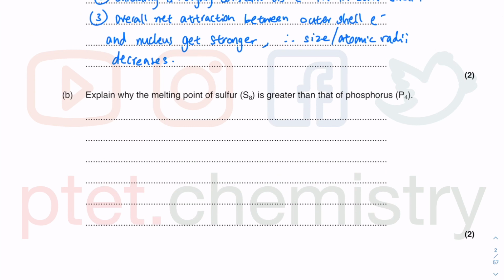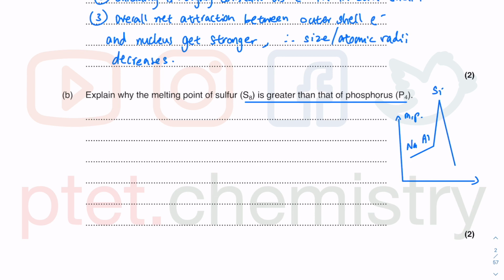Next part of the question is asking about the melting point. This is on S8 versus P4. We covered melting point earlier. The melting point goes up from sodium all the way to aluminium, and all the way up to silicon. It comes all the way down to phosphorus, but then rises slightly to S8. P4 was lower than S8, and then Cl2, and then argon at the very end there.